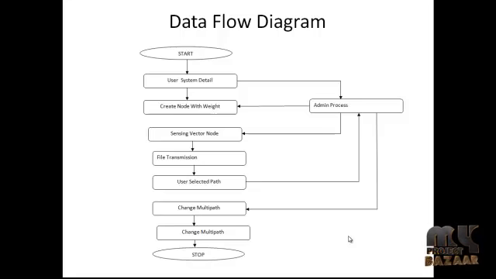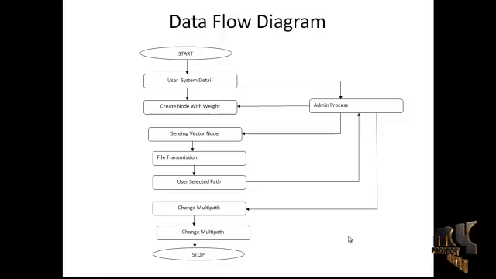Then we move to the admin process. In the admin process we check the sensing vector node, which connects every node. When one node connects to another node, the distance is calculated. Every node is connected to another node, so the distance of every node should be calculated. The next process is file transmission.